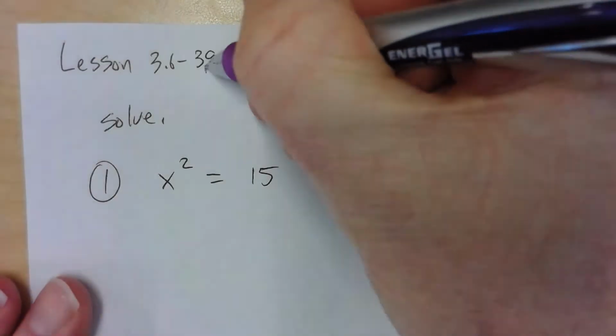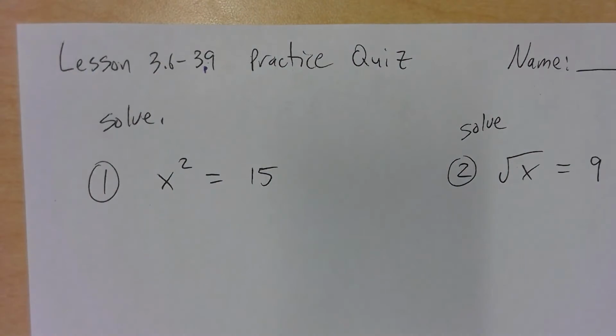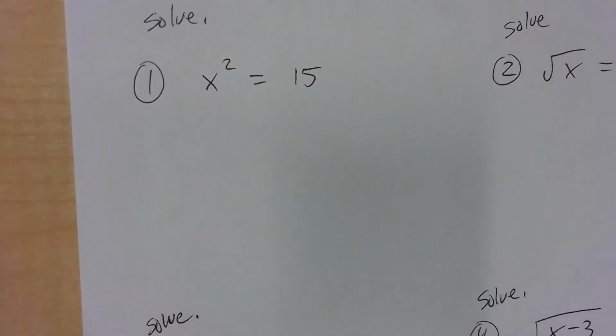Looks like 3.9 is supposed to be a decimal in there. Practice quiz. All right, so basically it's just 12 problems of solving equations. And it has to do with square roots, squares, cubes, and cube roots. They got all the parts here.